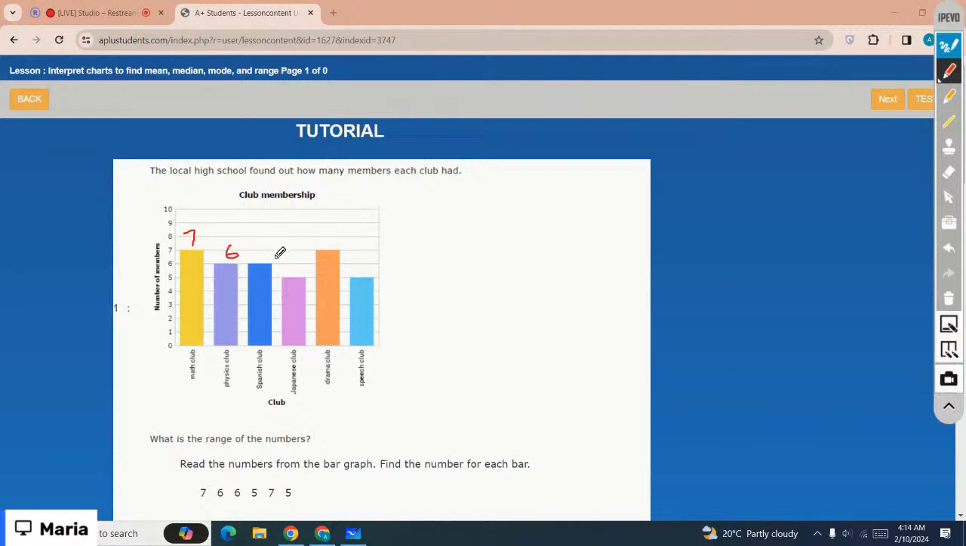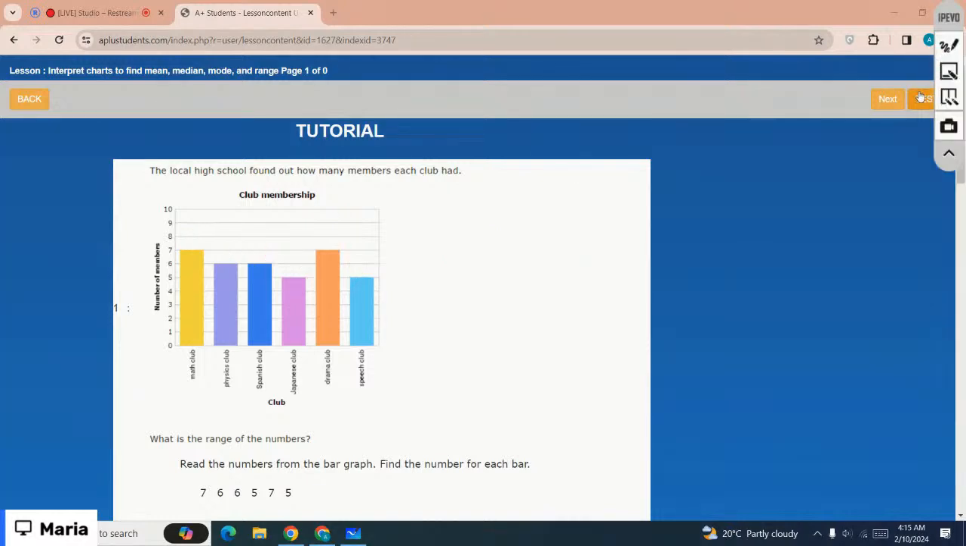7, 6, 6, 4, 7, and 5. So you have to find the least number. The least number is 4. The greatest is 7. 7 minus 4 equals 3. That is the range of this data. Got it?